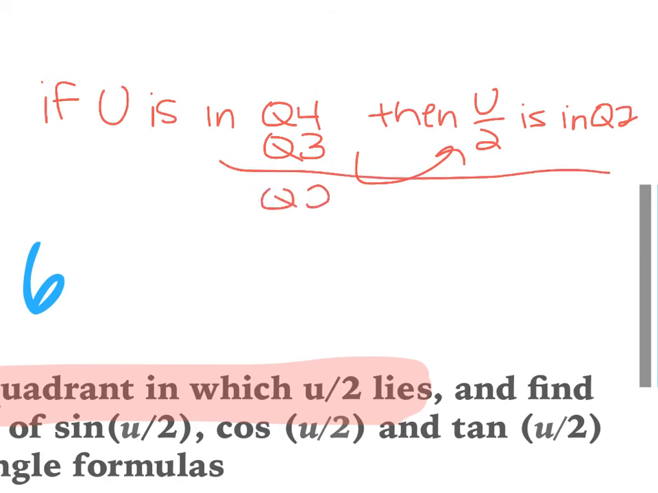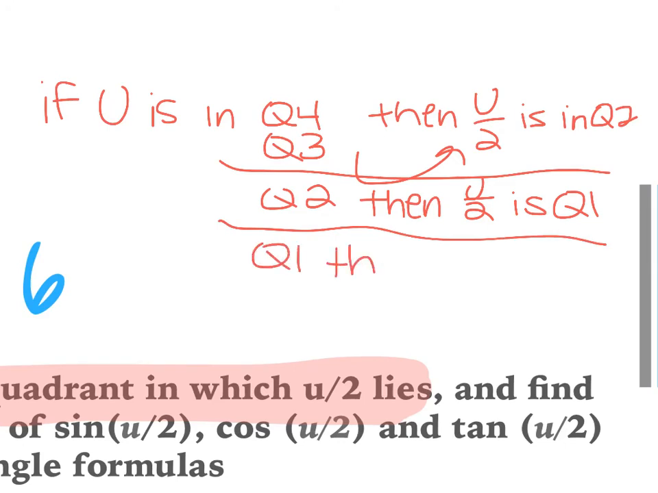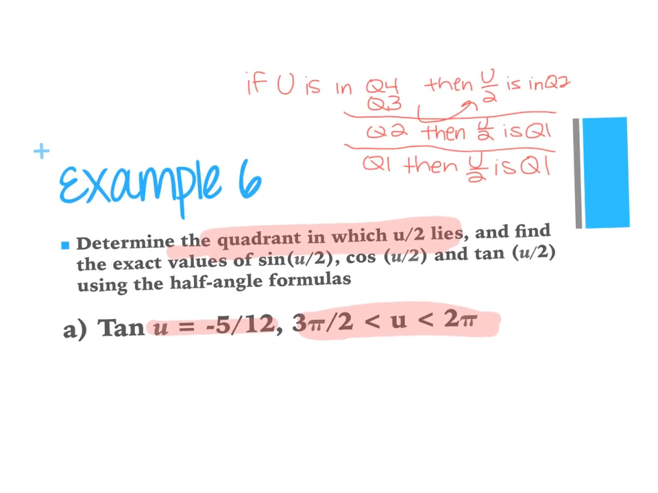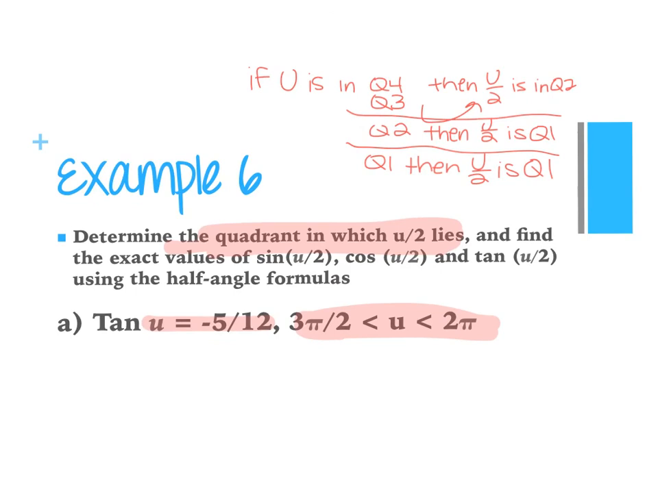What about quadrant 2? Give me a measurement of an angle in between 90 and 180. 120. If I cut 120 in half, what happens to it? 60, first quadrant. 100. What happens if I cut 100 in half? 50, first quadrant. So if it's in quadrant 2, then u over 2 is in quadrant 1. What about if it's in quadrant 1 and I cut it in half? Can you get smaller than quadrant 1? No. So if it's in quadrant 1, the half is also in quadrant 1. So if the doubled angle is in 3 or 4, then the half angle is in 2. If it's in 2, then it's in 1. And if it's in 1, then it's in 1.